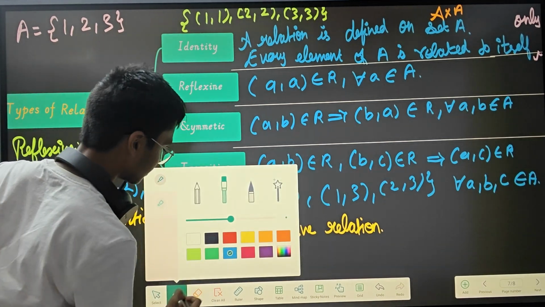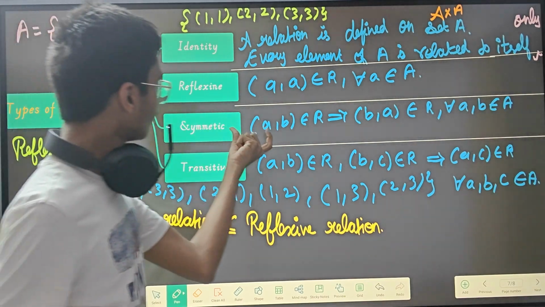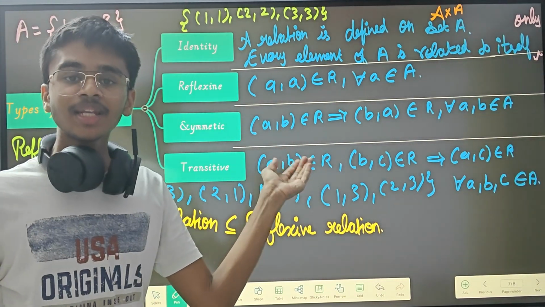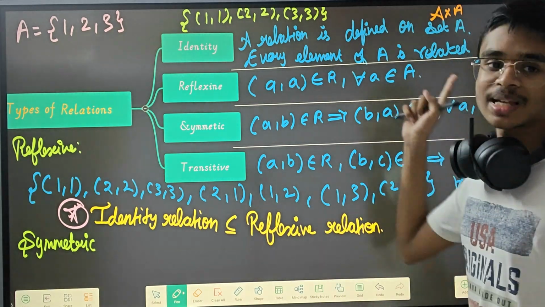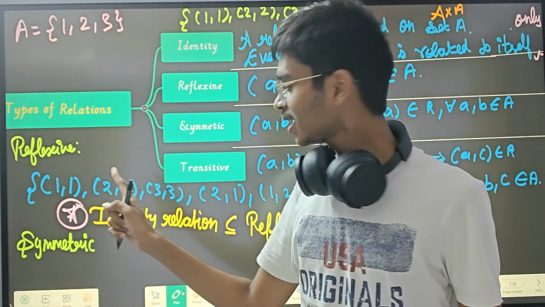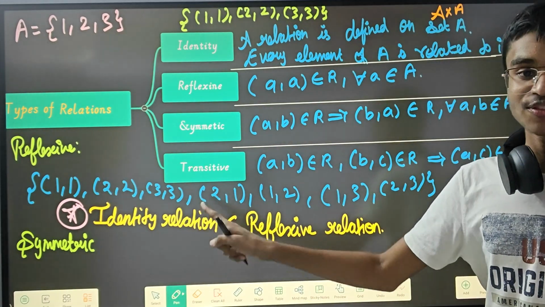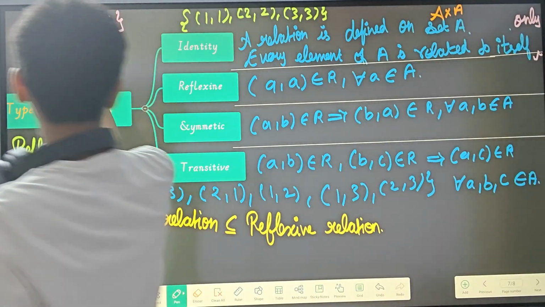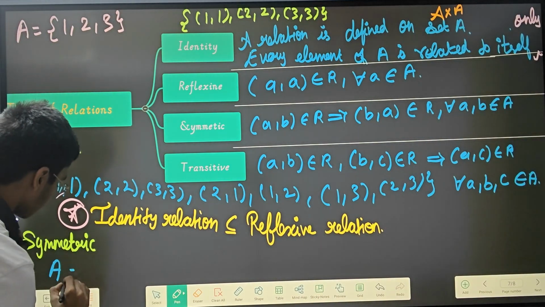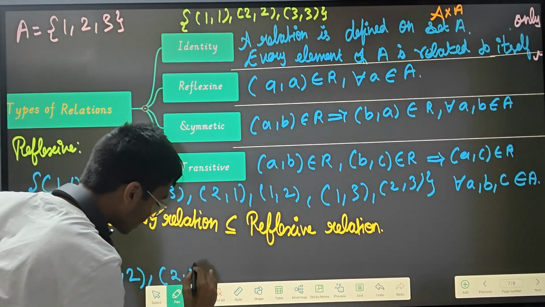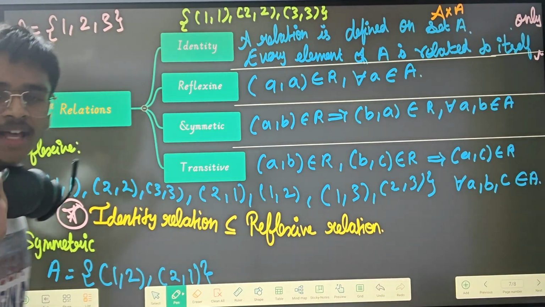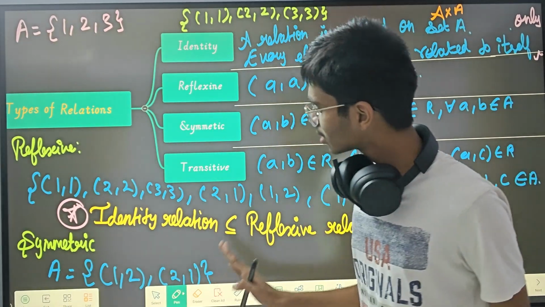Okay, what is that? See, if you are having A comma B, and if B comma A is also there in that set, then that is known as a symmetric relation. For an example, we will take 1 comma 2, and 2 comma 1 exists in this. Then this is symmetric. Then this itself is enough.